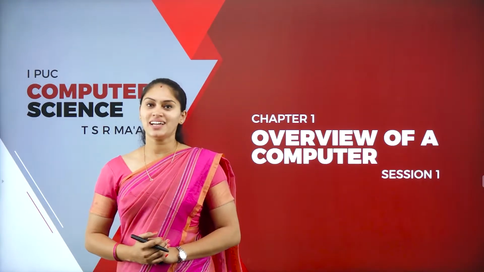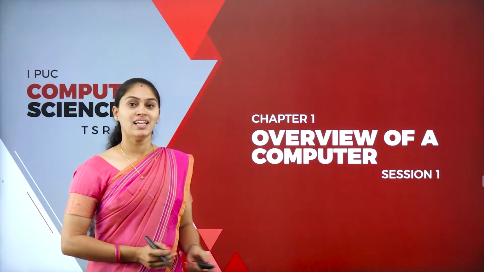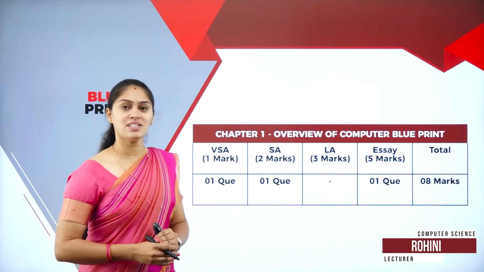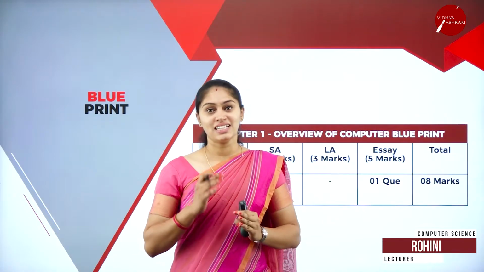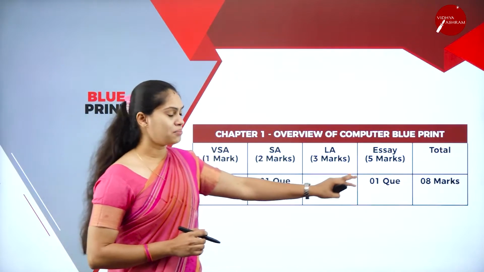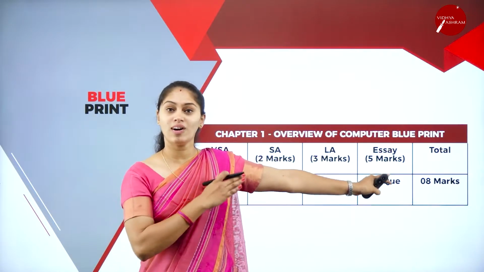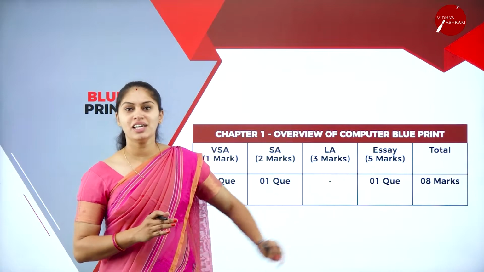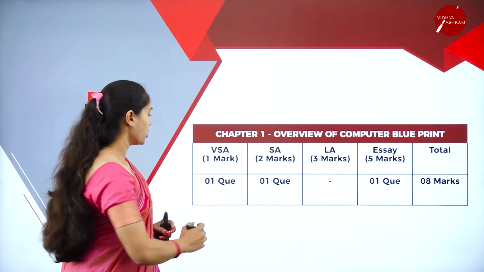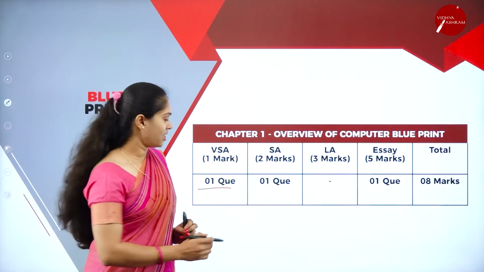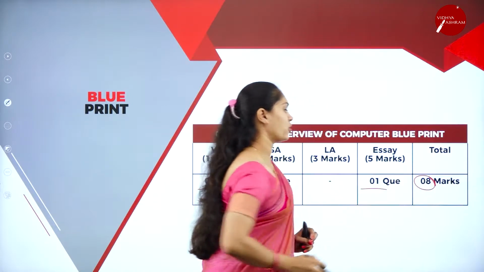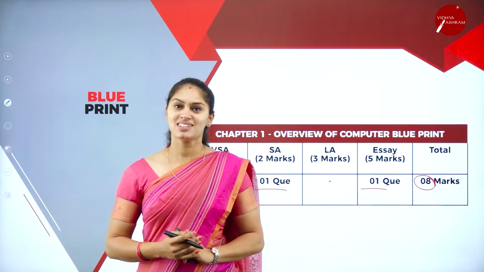Before getting into the deep discussion regarding this chapter, let me have a blueprint. This blueprint will depict what the marks distribution of this chapter is. If you look at this tabular column, you are going to get a total of 8 marks from this chapter. How will the marks be distributed? You are going to get 1 mark 1 question, 2 mark 1 question, and 5 mark 1 question. That is totally 8 marks from this chapter.